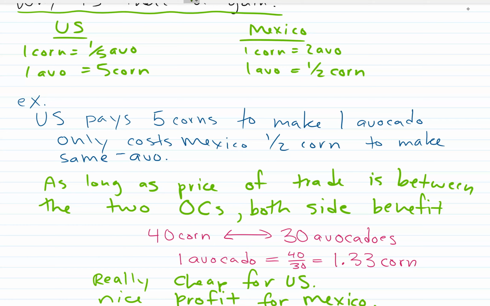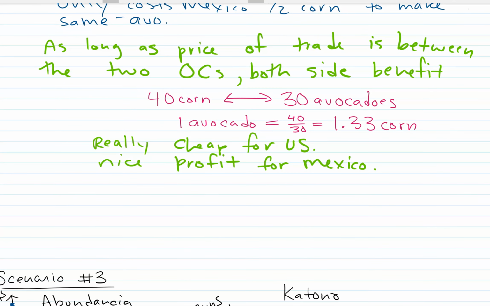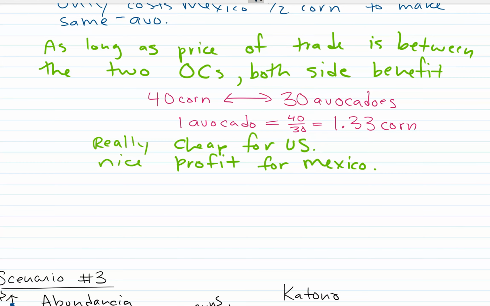I'm not going to do it, but instead of looking at the price of avocados, you could look at the price of corn, and you will see the same thing, just reversed: the U.S. is getting a nice profit and it's really cheap for Mexico. The last thing we can do, just to summarize, is look at the range of trades we had, which you can do on your own after the video is over if you want.